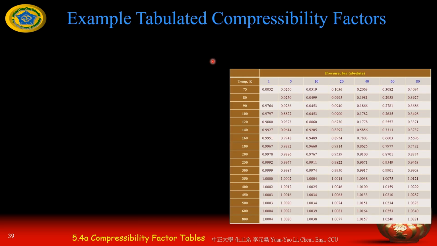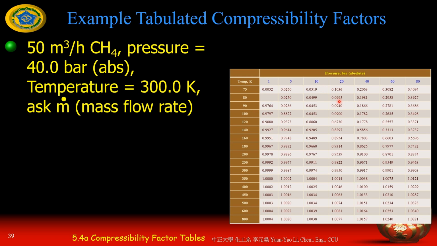So for the example of the tabular compressibility factor, I just showed you one example, which is air. Now if I ask you, there's methane, the volume flow is about 50 cubic meters per hour, the pressure is 40 bar, and the temperature is 300 Kelvin. And I want to ask you, what is the mass flow rate? Can you tell me? Because as you can see, this pressure is very high, so it might not be an ideal gas.